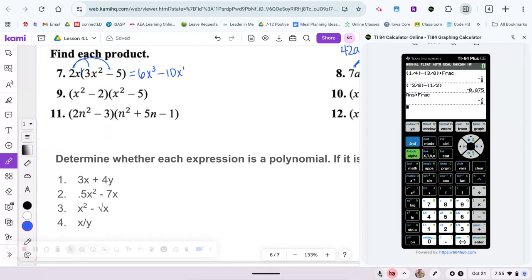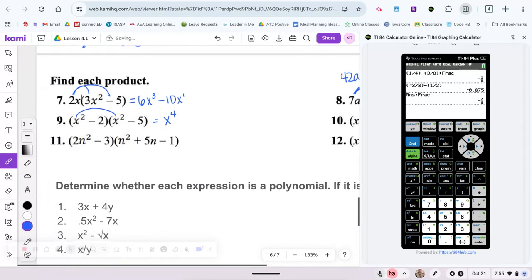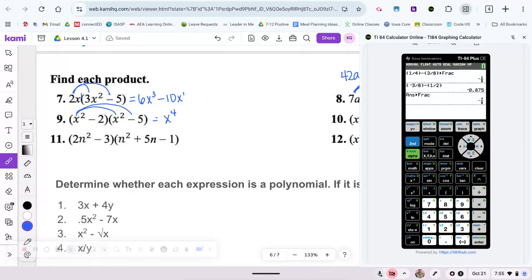Number 9 is a FOIL. So I need to start with x squared and x squared. So x2 and x2 makes x to the 4th. And then x squared times negative 5 is negative 5x squared. Negative 2 times x squared is negative 2x squared, and I'll stack them because they're like terms. And negative 2 times negative 5 is positive 10. Combining like terms gives me x to the 4th minus 7x squared plus 10.